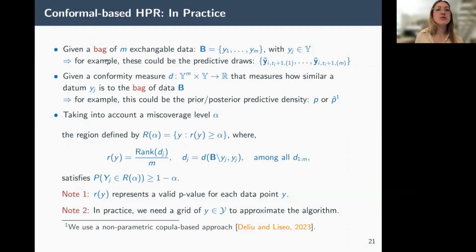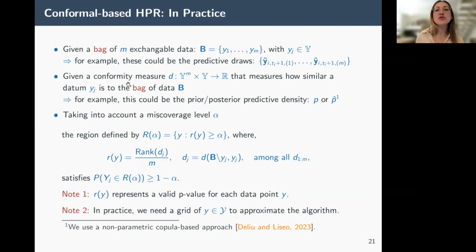Well, we start with a bag of some data. The assumption on the data is that they should be exchangeable. So, for example, in our case, this data could be our posterior predictive draws, which typically are expected to be IID. So if we have them, then we have the first ingredient to perform conformal prediction.